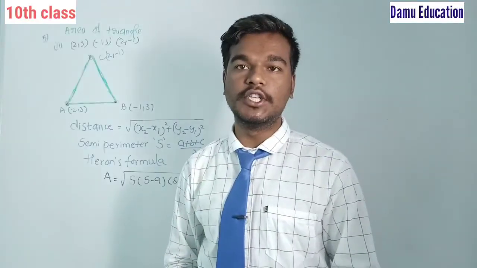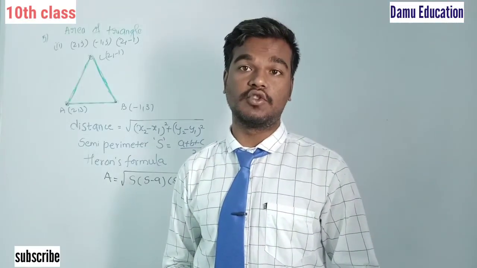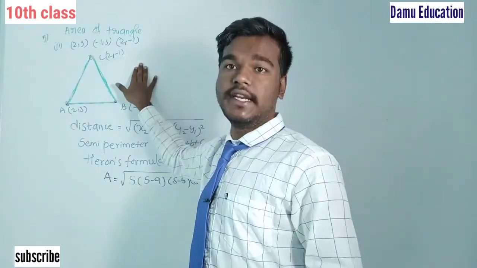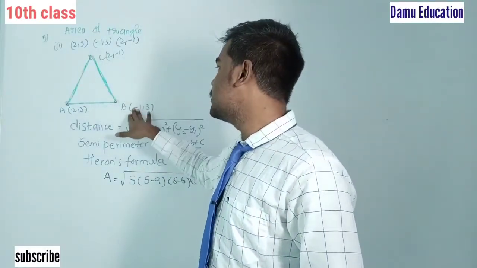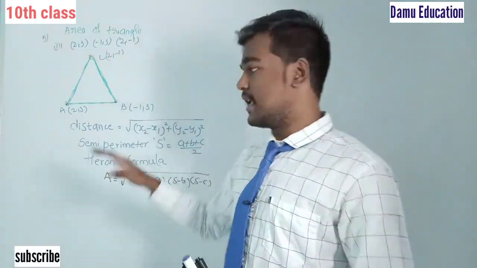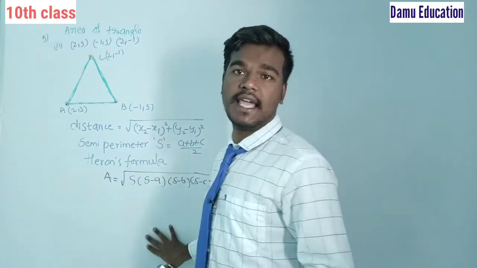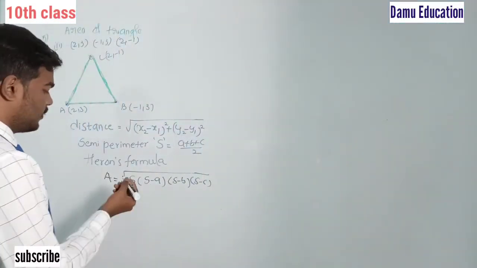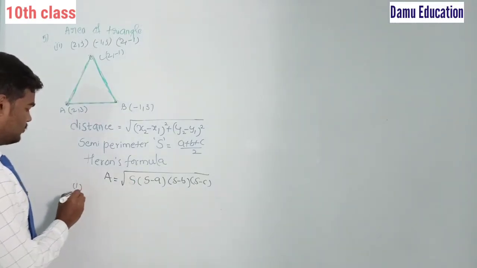So here in this module we are continuing with our next question. They have simply changed the coordinates. What are they? A is 2 comma 3, B is minus 1 comma 3, and C is 2 comma minus 1. So the formulas and everything are the same. Then we're going to continue our solution. Here we're going to calculate A first.